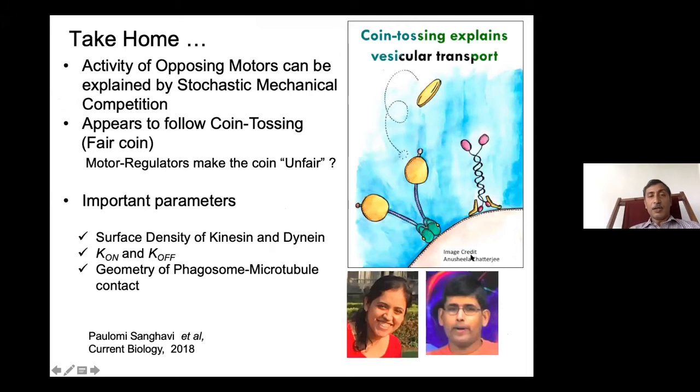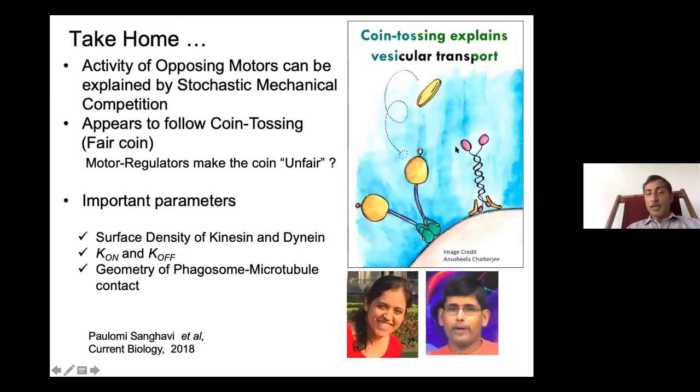Okay, so for this part, the take-home message is what we believe. I've not shown you all of this data, so if you are interested, please take a look at this paper, cited down here at the bottom, that the activity of opposing motors can be explained by a stochastic mechanical computation, and it appears to follow the tossing of a coin. This is a cartoon where you toss a hypothetical coin and decide whether you're going to go dynein or kinesin.